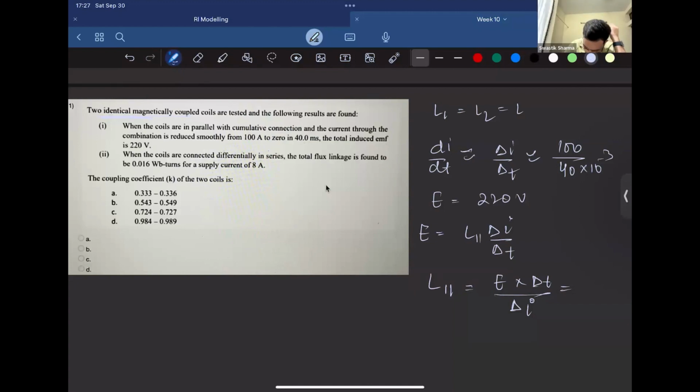Yeah, good. So it's saying that these are identical magnetically coupled coils. So that means the self-inductance will be the same, right?